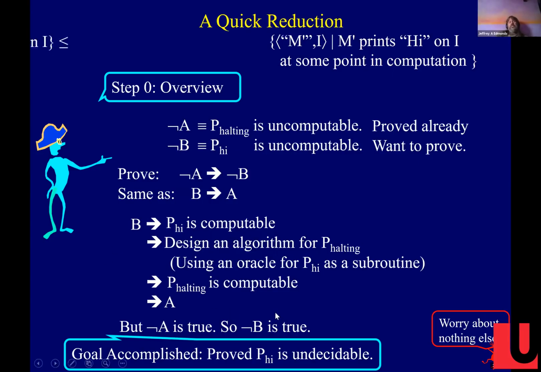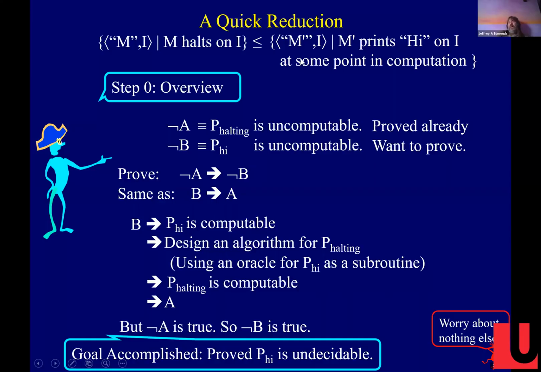So now that's our goal. And the way we write that is we say that the high problem is at least as hard as the halting problem. Or we say the halting problem is no harder than the high problem. Why?